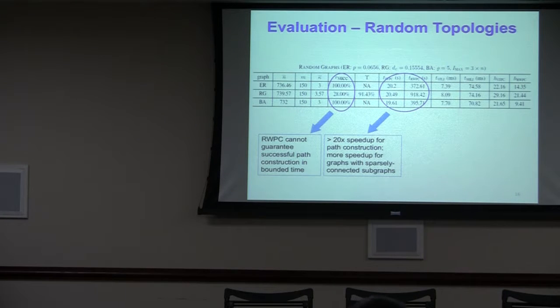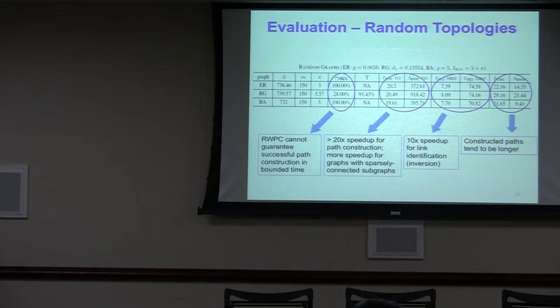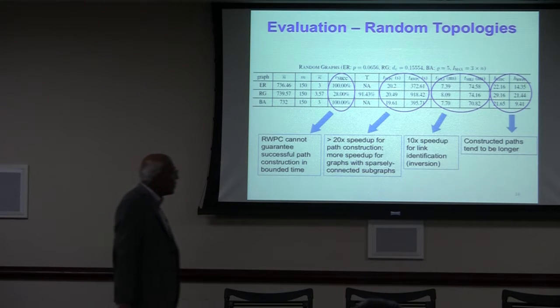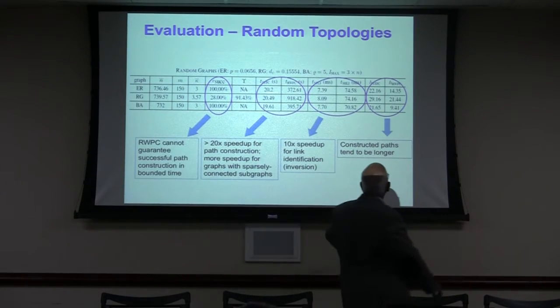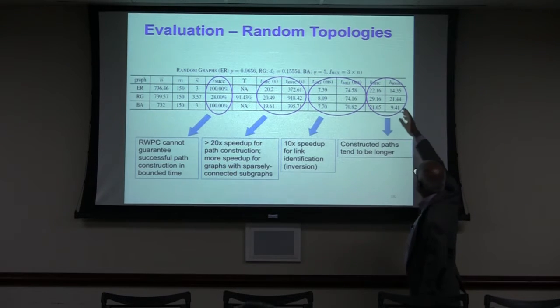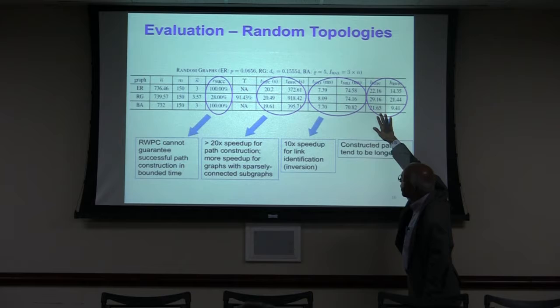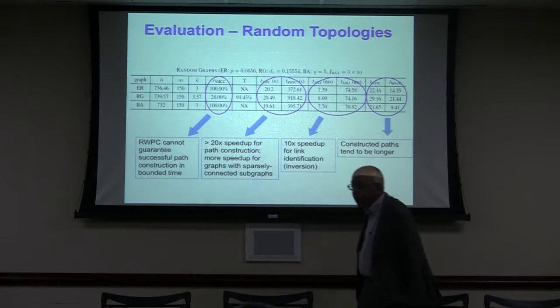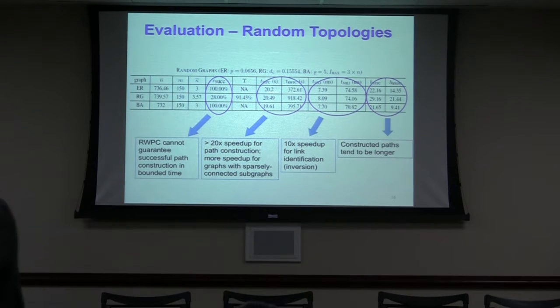So of course you get the speed up for path construction, and you get speed up for matrix inversion, again because of the nice property. One disadvantage of the method we have is that the paths may be much longer. This is what a random walk uses, this is what our construction uses. In some cases comparable, but in some cases, like the BA, there's quite a bit of difference.